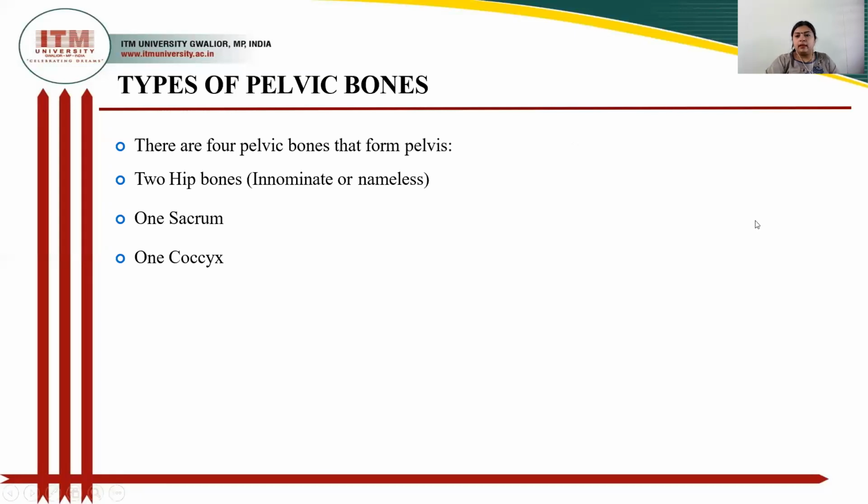Usually in the 5 marks or 10 marks examination question, they ask how many types of pelvic bones there are, and to explain the bones of the pelvis. There are actually 4 bones of the pelvis. Which are those 4 bones? The 2 hip bones, which we also call innominate bones, then the sacrum, and the coccyx.